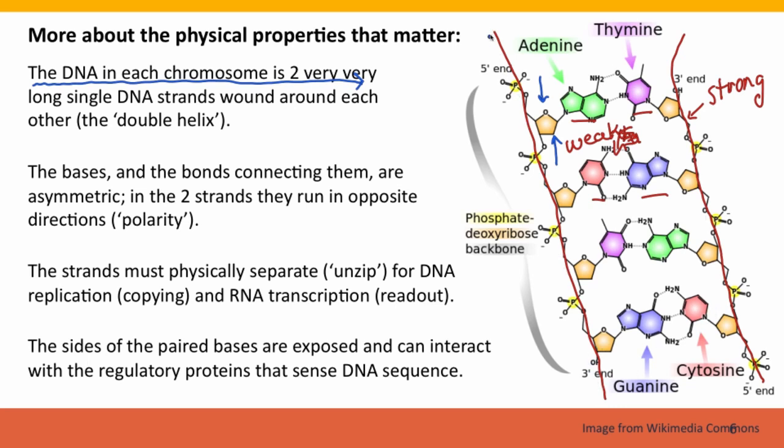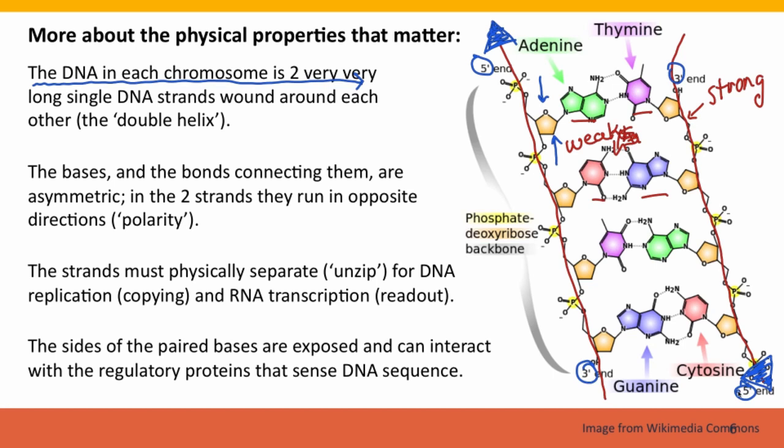We can think of each strand as having a direction, and we refer to the ends by numbers, 3' and 5', and we would put an arrow at the 5' end. So the other strand is running in the other direction, from its 3' end to its 5' end.